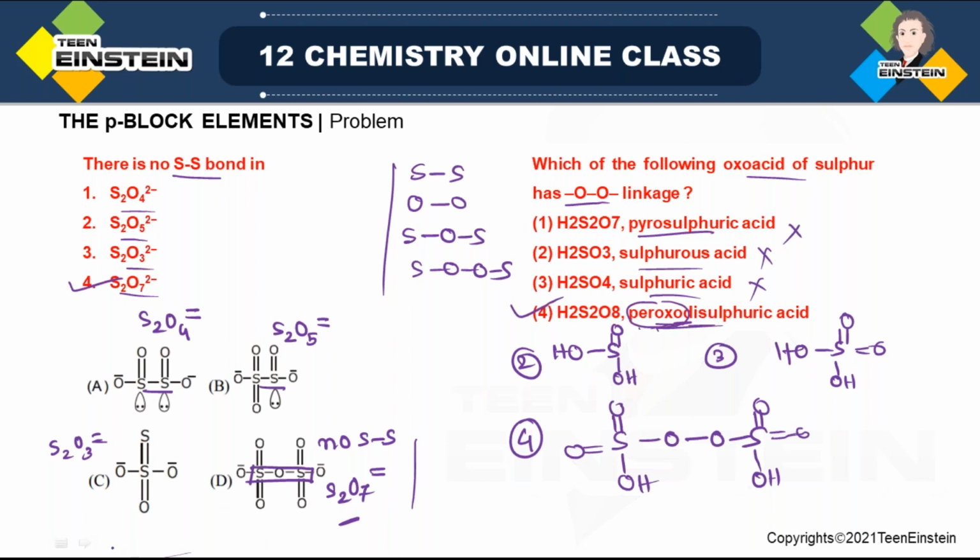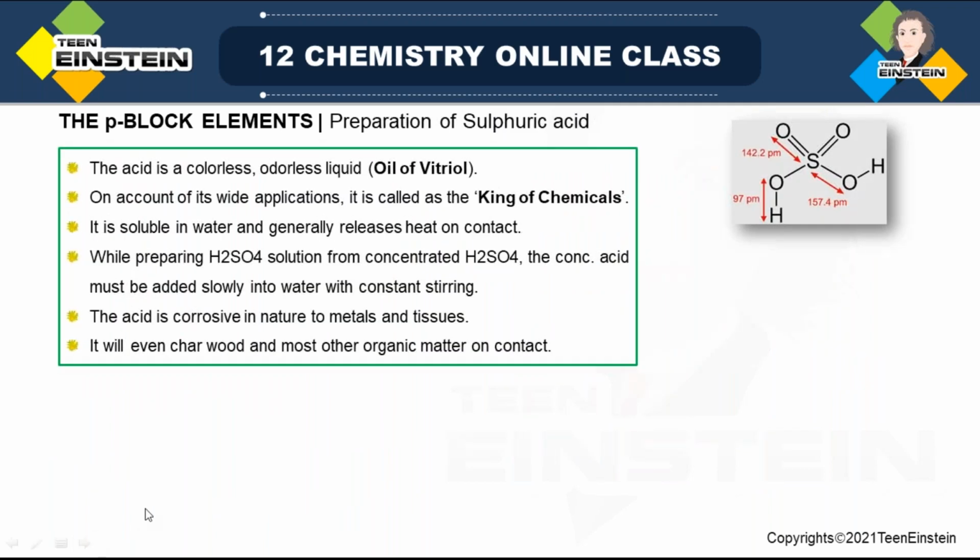Next we'll see an important compound of sulfur, H2SO4. This is also one of the oxoacids of sulfur. Structure we have already seen. And this acid is a colorless, odorless liquid. It is known as oil of vitriol, and it has wide application because it reacts with so many different types of compounds. That is the reason it is called the king of chemicals.